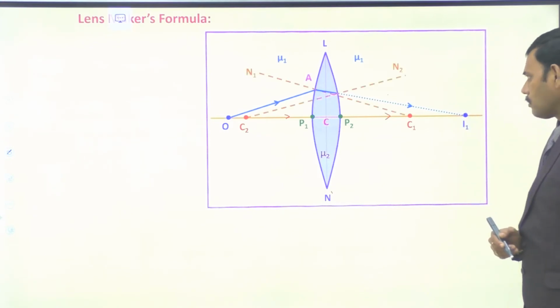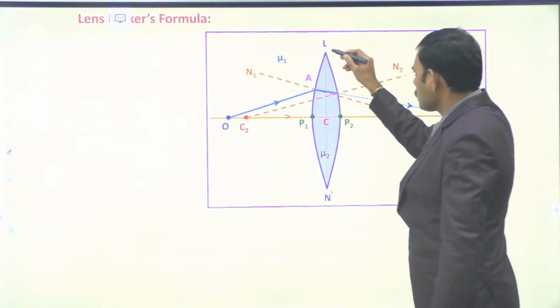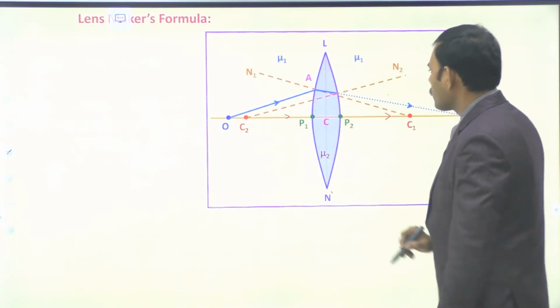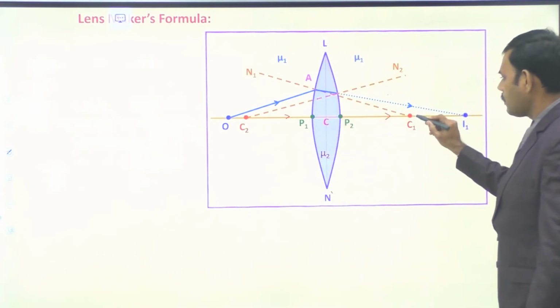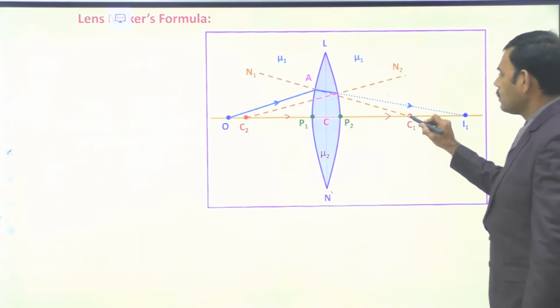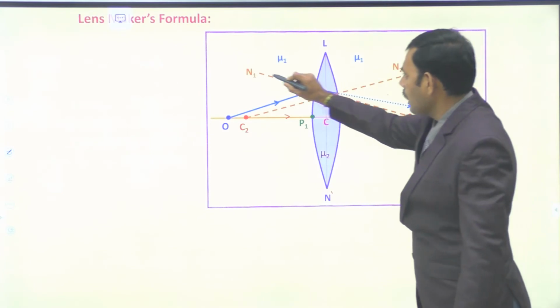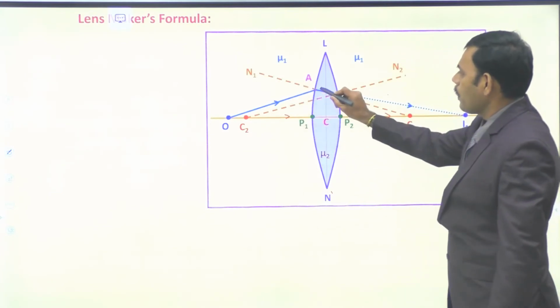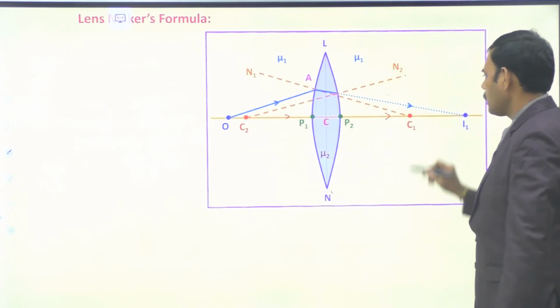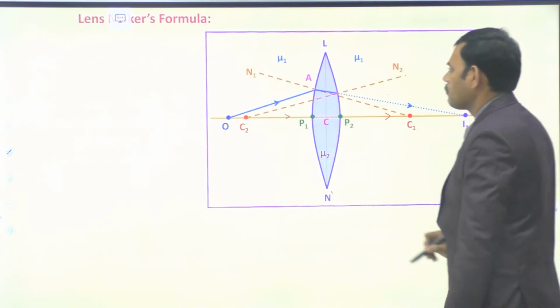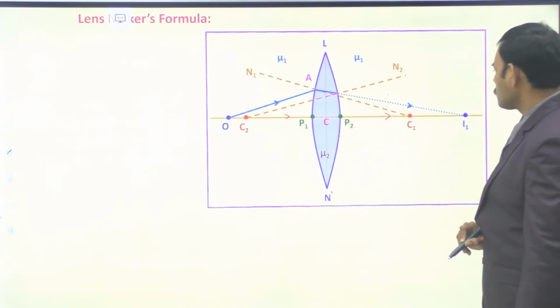Here I drew the normals. As LP1N is the first refracting surface and its center of curvature is C1, the normal drawn at the point of incidence for the first refracting surface is C1N1. The incident point is A. OA is the incident light ray. C1N1 is the normal drawn at the point of incidence.